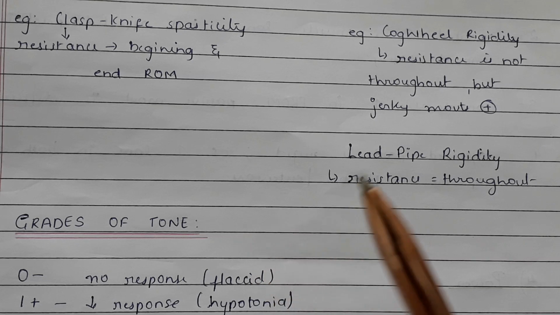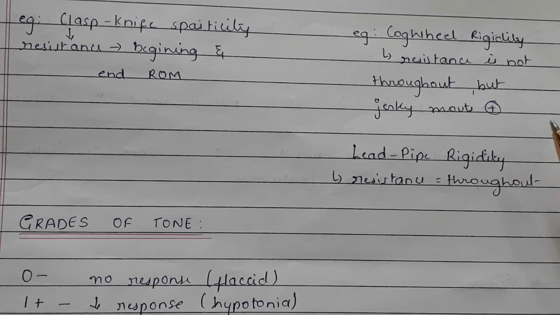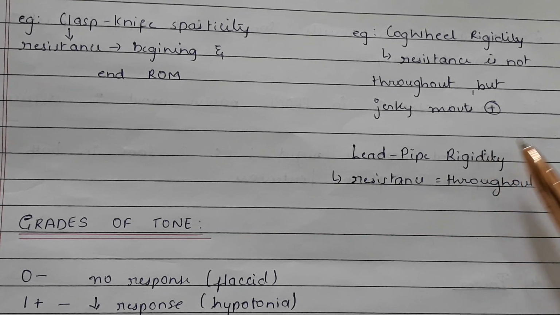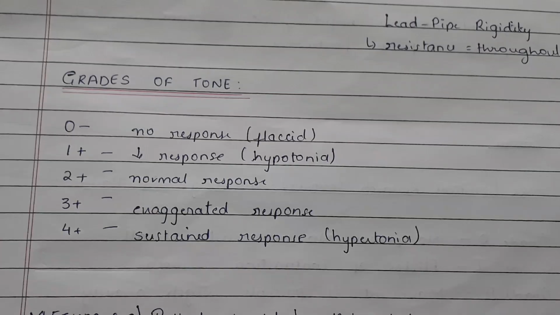Example of spasticity is clasp knife spasticity, where the resistance is felt at the beginning and the end range of motion. Example of rigidity, we have cogwheel rigidity and the lead pipe rigidity. In cogwheel rigidity, the resistance is not throughout but jerky movements are present. In lead pipe rigidity, the resistance is present throughout.